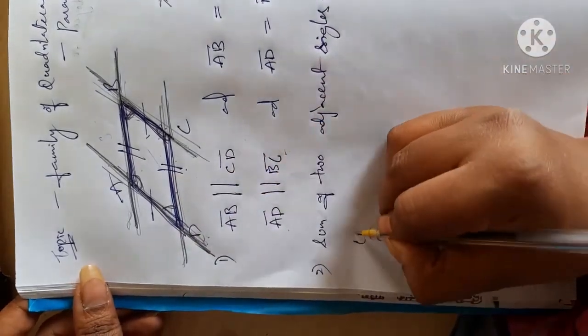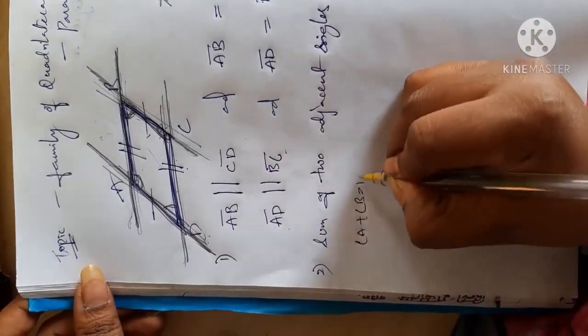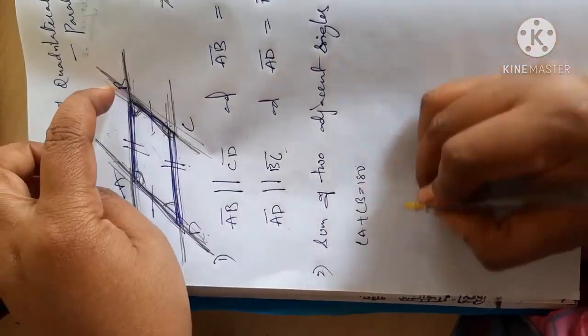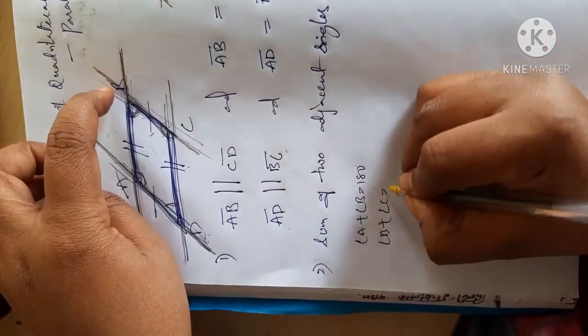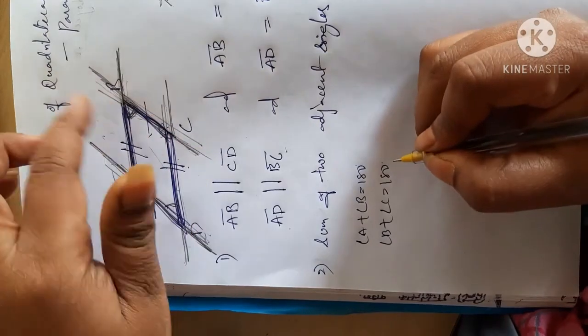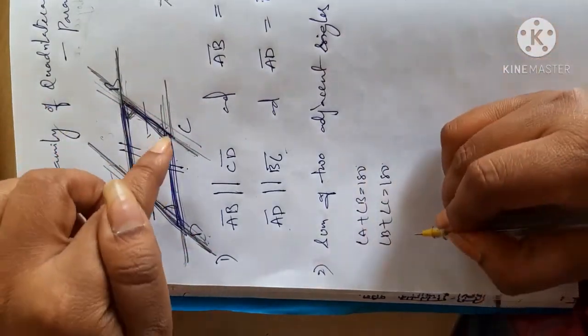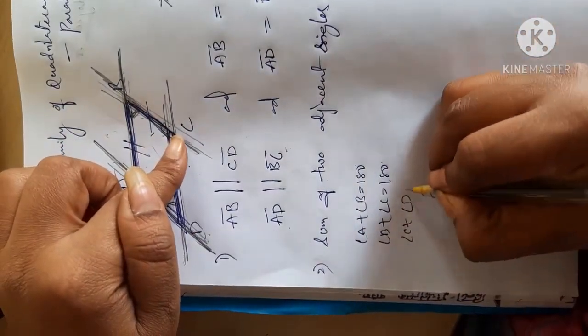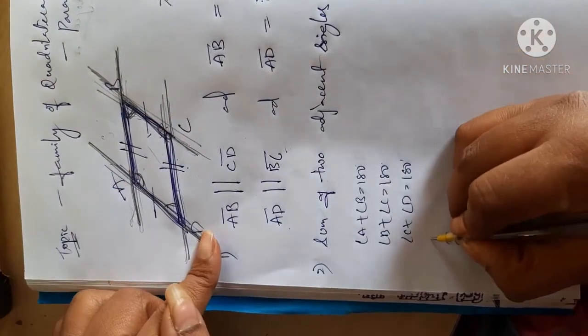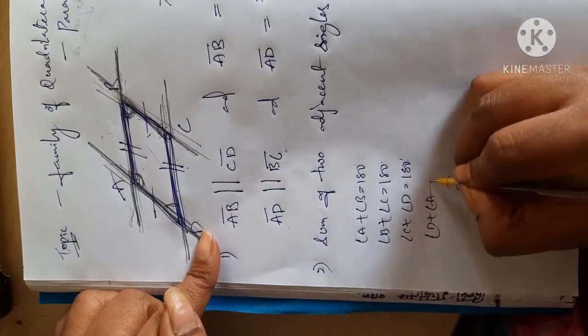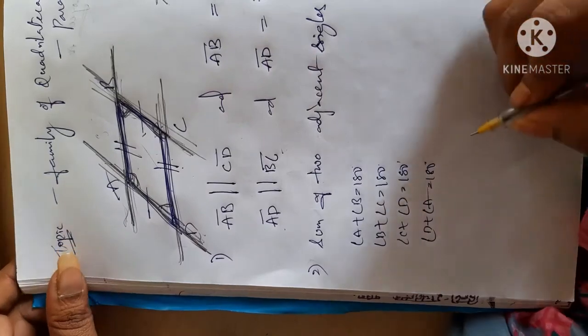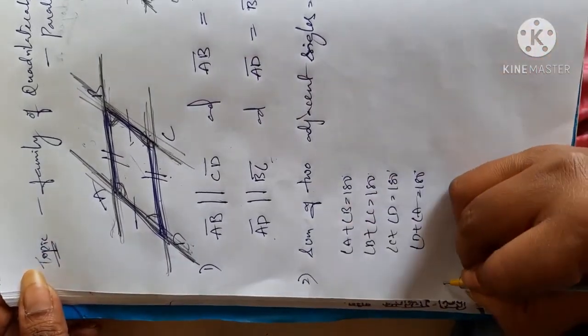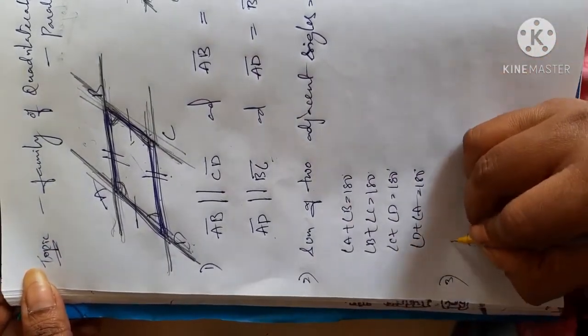Which means angle A plus angle B is equal to 180, or angle B plus angle C is equal to 180. You take any two adjacent angles, they are 180. Angle C plus angle D is equal to 180. Angle D plus angle A is equal to 180. So this is the second property. And the third one is, opposite angles are equal.